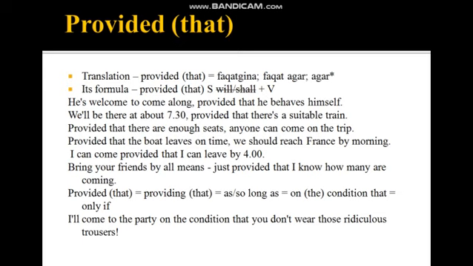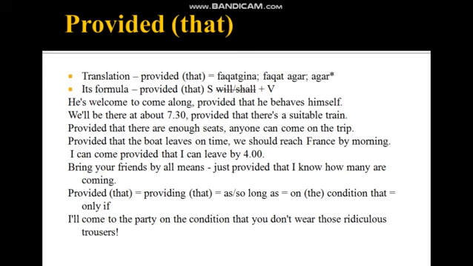So guys, now let's read some examples to understand in detail. So he is welcome to come along, provided that he behaves himself. See, there is a condition, and the condition is that he should behave himself, okay? And we will be there at about 7:30, provided that there is a suitable train, which means there is a condition. If we can find a suitable train that leaves, let's say at 6 or at 6:30, then we will be able to reach the destination at about 7:30.